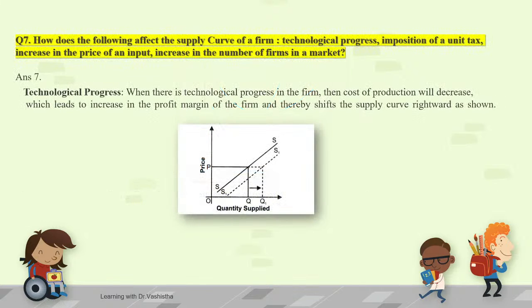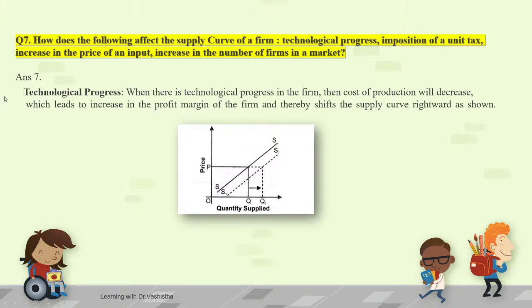Further, how do the following factors affect the supply curve of a firm? What are the factors? First of all, technological progress, and how it affects the supply curve. Then imposition of a unit tax, increase in the price of an input, and increase in the number of firms in a market. So first of all, we'll take technological progress.